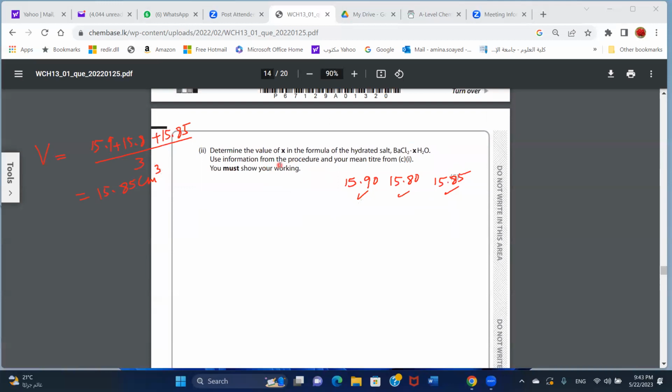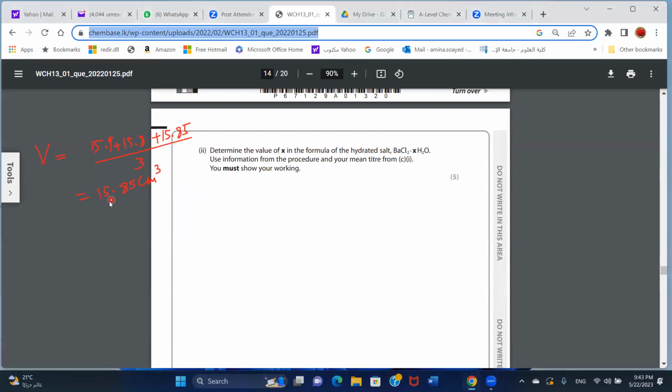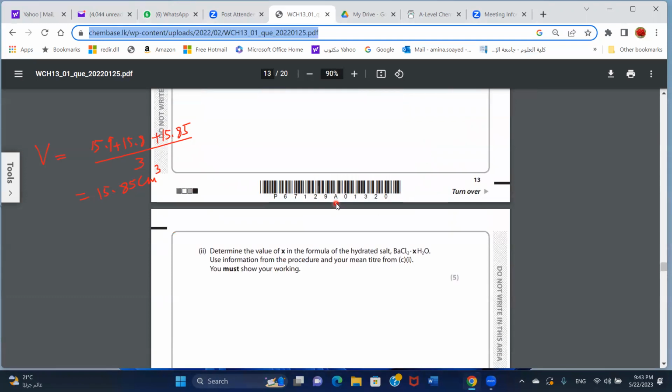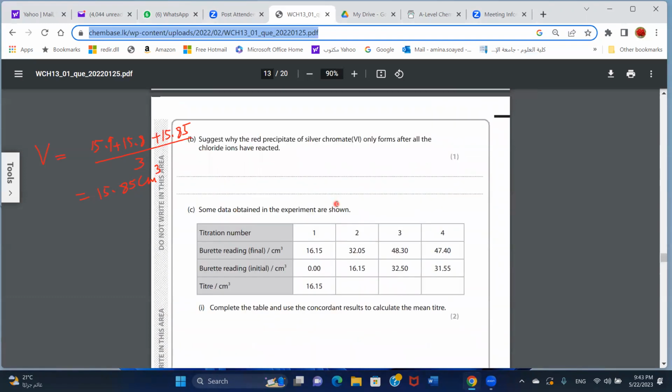So determine the value of X in the formula of the hydrated salt barium chloride. I would like Alishba to start this, please. Thank you, Abdurrahman. So here we determine the volume of the titer, the mean volume. And now they want you to find the value of X in the formula of the hydrated salt. Of course, we are going to use all the information they gave us and show your working, and it has 5 marks. So what do we start with, Alishba?